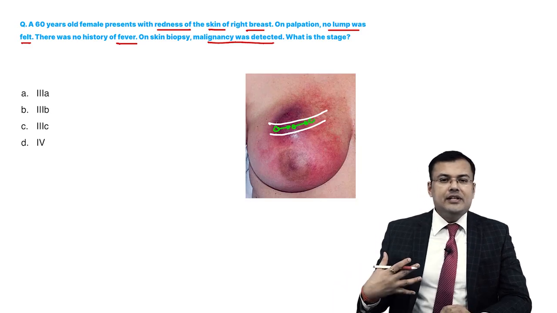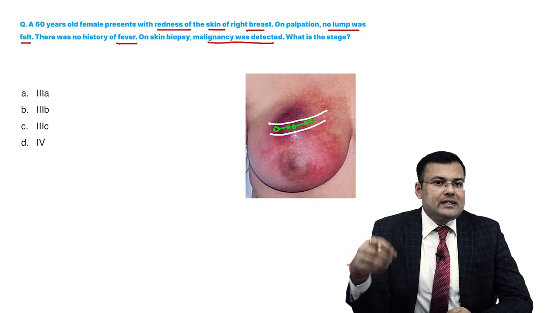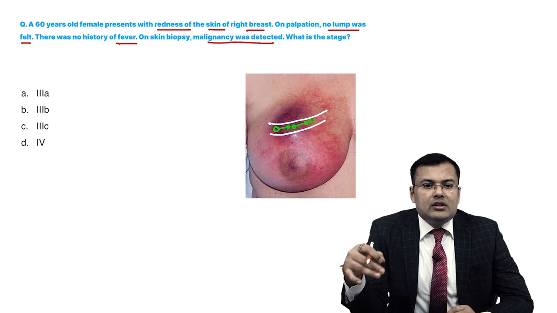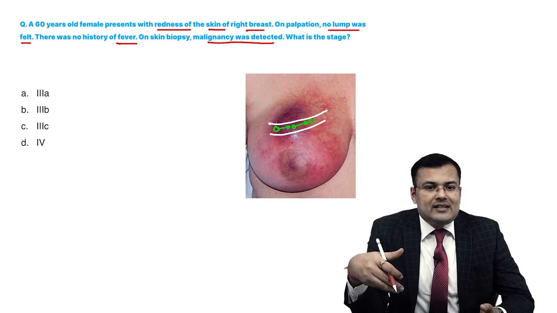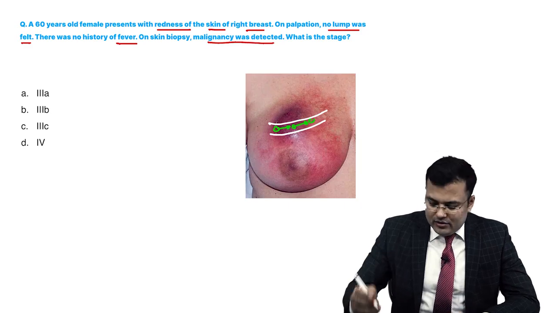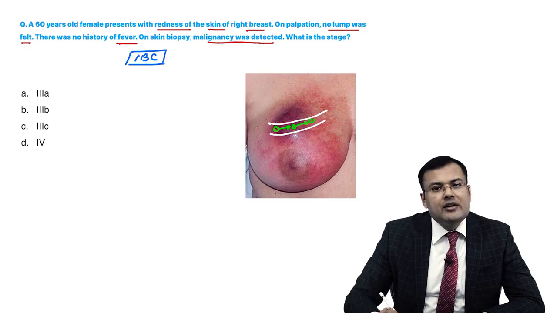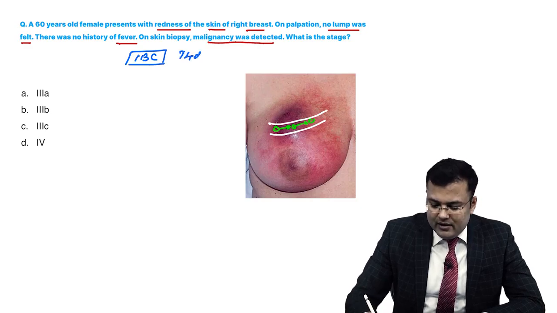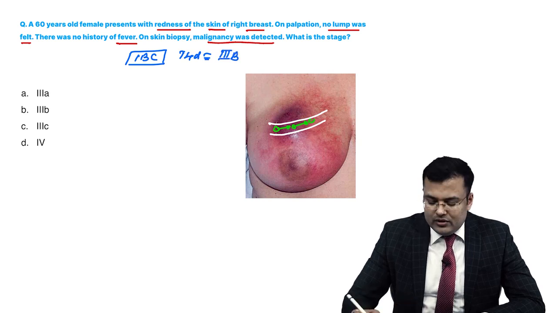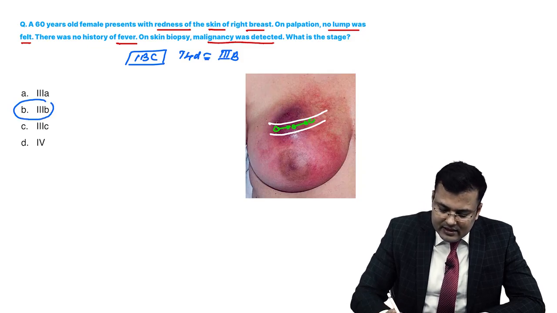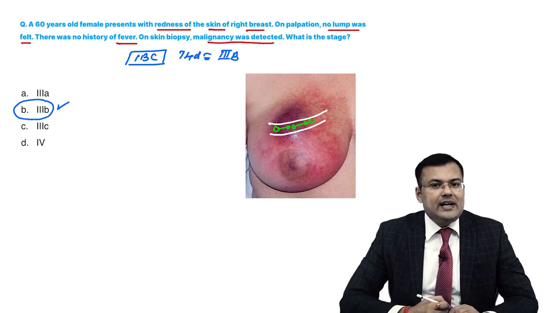And can you see what is the definition? When more than one third of breast skin is involved by inflammatory changes, can you see the redness? Involving more than one third of breast skin, no mass is there, still there is malignancy. So this is inflammatory breast cancer. Can you tell me what is the stage? Yes, it is T4D. It corresponds to which stage? 3B. So this is locally advanced breast cancer, T4D, 3B. What is the correct answer? Correct answer is stage 3B.